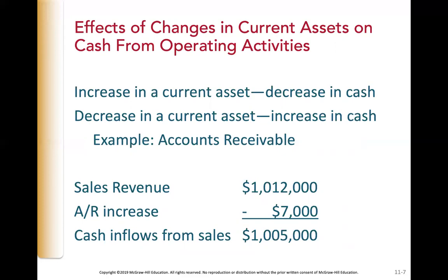So, for example, accounts receivable. eGames reports sales revenue of $1,012,000 on its income statement. That does not mean, however, that eGames collected $1,012,000 cash from its customers during the reporting period. We know this because eGames' accounts receivable increased by $7,000 during the year. It was $20,000 in 2020 and went up to $27,000 in 2021. This tells us the company must have collected less cash than its $1,012,000 in sales revenue.